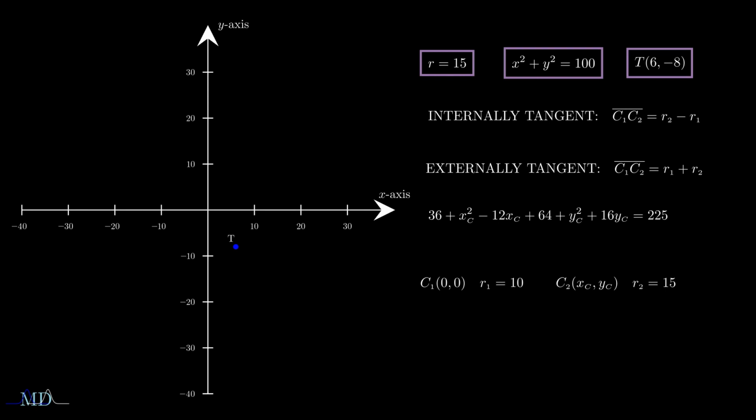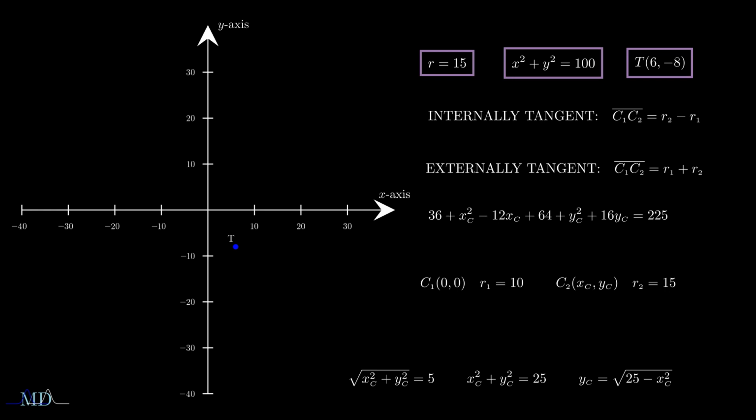radius equals 10. The other circle has radius equals 15 and coordinates of the center xc and yc that we are looking for. The distance between the two centers is given by the distance formula, and it is square root of xc squared plus yc squared. It is equal to the difference of the radii. That is 5. Therefore we get x squared plus y squared equals 25.